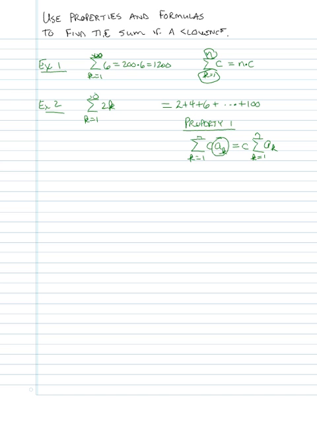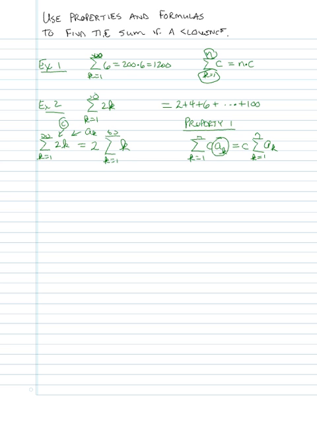And so when you look at what we're asked to sum up, k equal 1 to 50 of 2 times k, well, the 2 is the constant c, and the k is that a sub k stuff, because that's the only part that involves k. Well, then that tells us we could factor that constant 2 out, and we have 2 times the sum from k equal 1 to 50 of k.